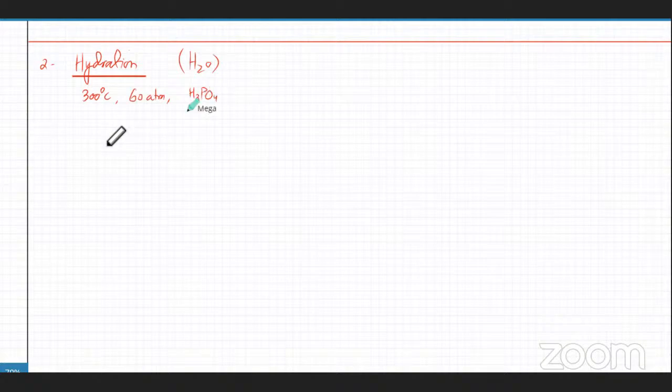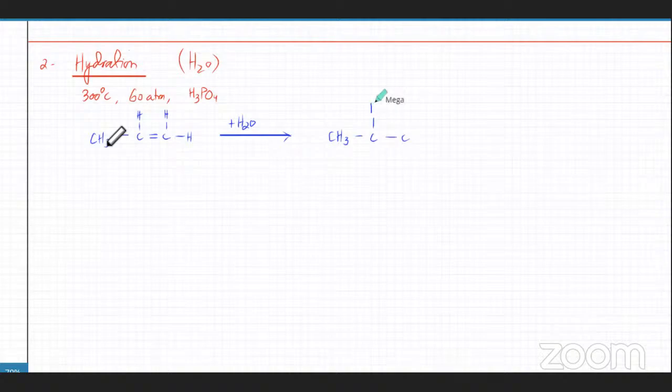So let's quickly do this one: you've got a double bond, so that's your propene molecule. Water is going to get added to it. What was the rule? Where would the H get added to? Markovnikov's rule, to the carbon that's already bonded to most hydrogen.